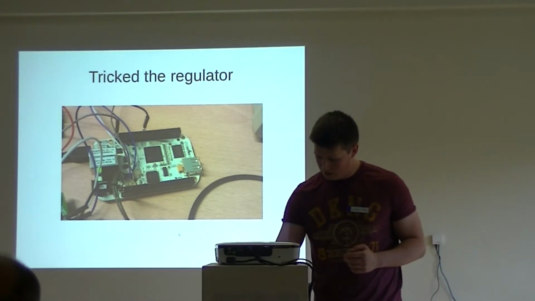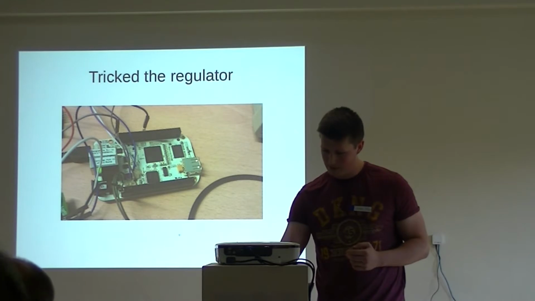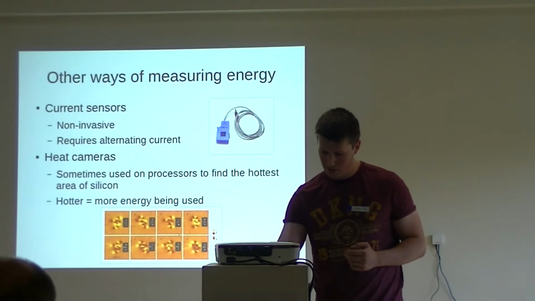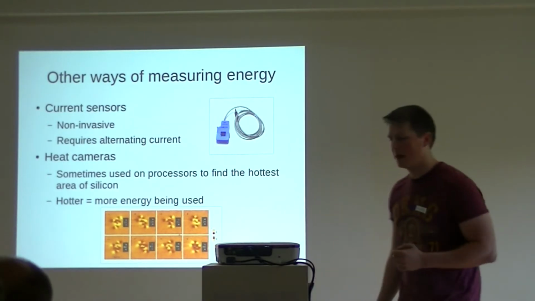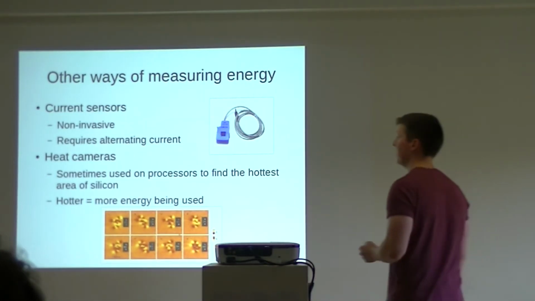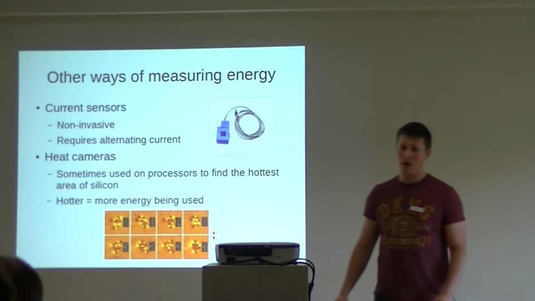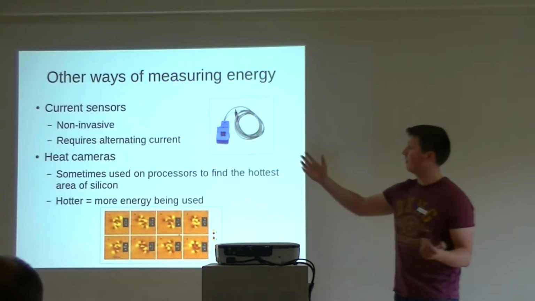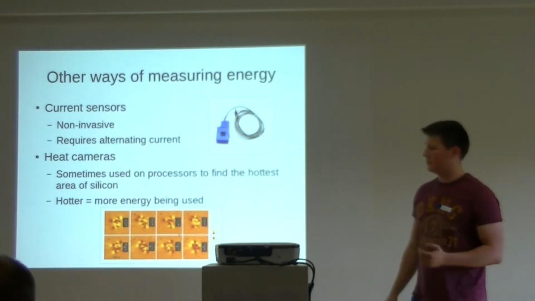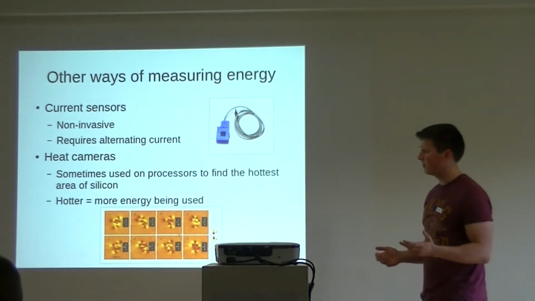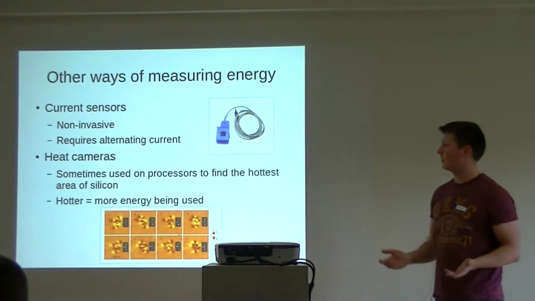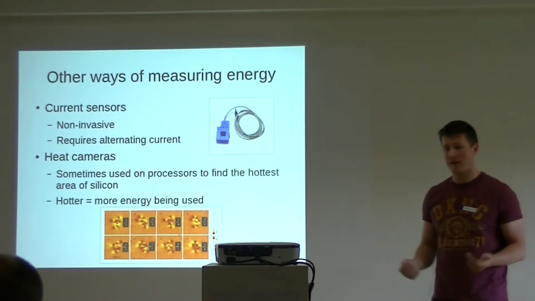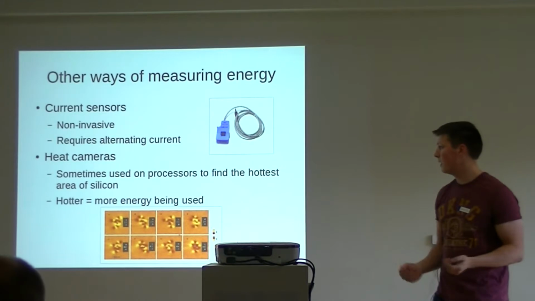So this is not the only way of measuring power consumption, measuring energy. But it's the most applicable one for embedded systems. So if you're doing some home automation stuff with just doing smart meters, then use a current sensor like this, which you just stick around the wire. It measures the changing magnetic field, but it requires alternating current, which most embedded systems don't use.